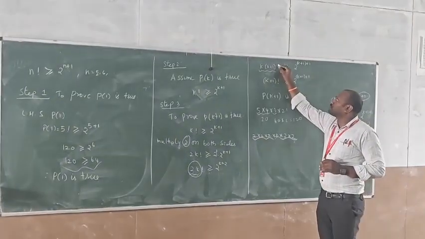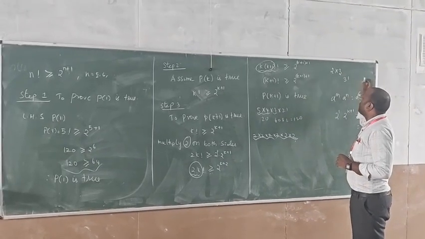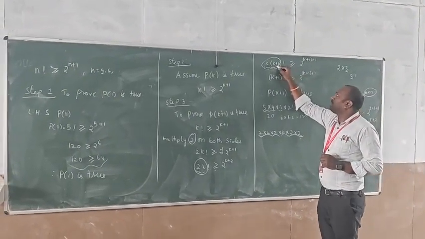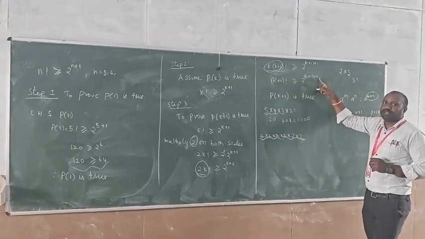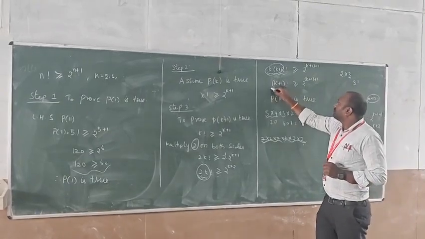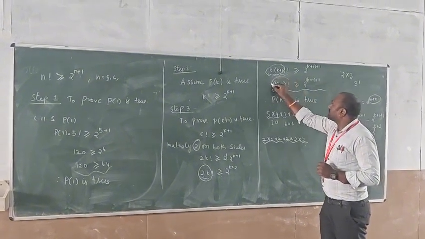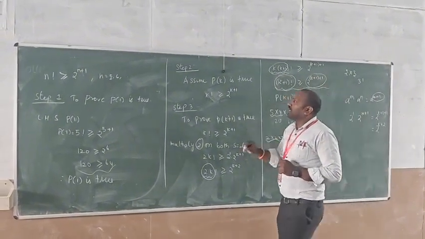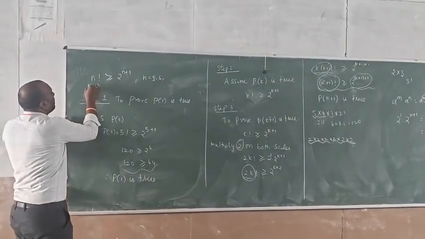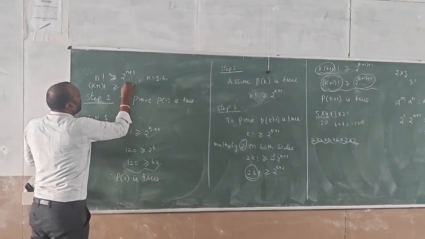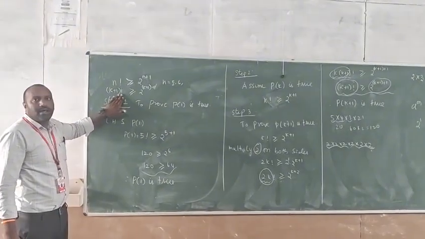Then for k plus 1, that is for 2 into 3, we write it as 3 factorial. So we apply that k plus 1 factorial is greater than or equal to 2 power k plus 1 plus 1. Finally we get that P of k plus 1 is true. Here, n factorial, we replace n with k plus 1, then greater than or equal to 2 power k plus 1 plus 1. So we have to prove this in the proof.